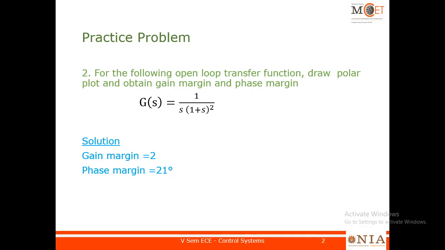Plot these points in the polar plot. After plotting the graph, get the gain margin and phase margin. So here I have given the solution also. Gain margin is 2 and phase margin is 21 degrees. I hope students will spend some time today and do the graph.